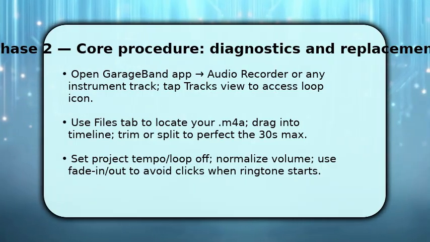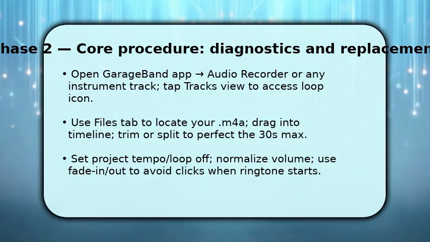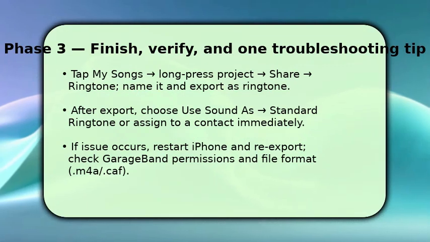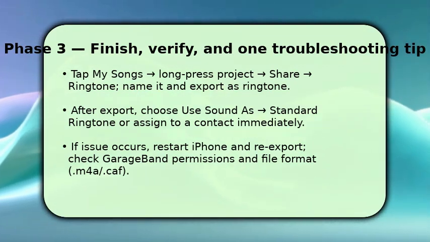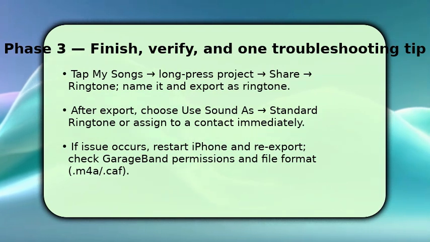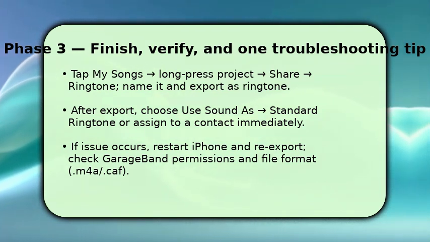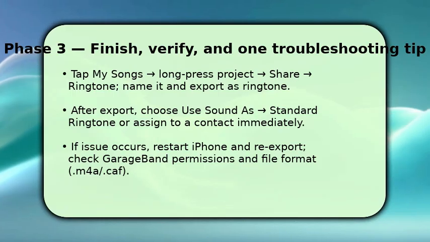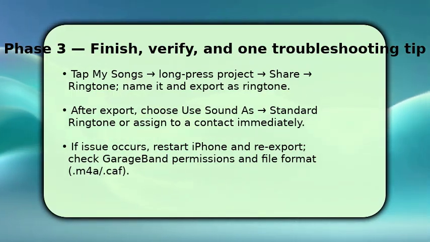You finish by tapping My Songs, long pressing your project, then Share and Ringtone. Give it a concise name and export. Once export completes, choose Use Sound As to make it your standard ringtone or assign it to a specific contact right away. If the ringtone doesn't appear, restart your iPhone and reopen GarageBand.